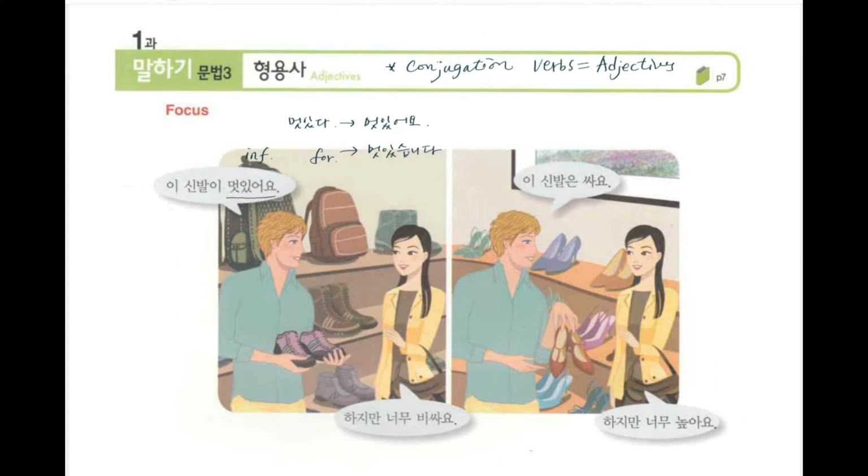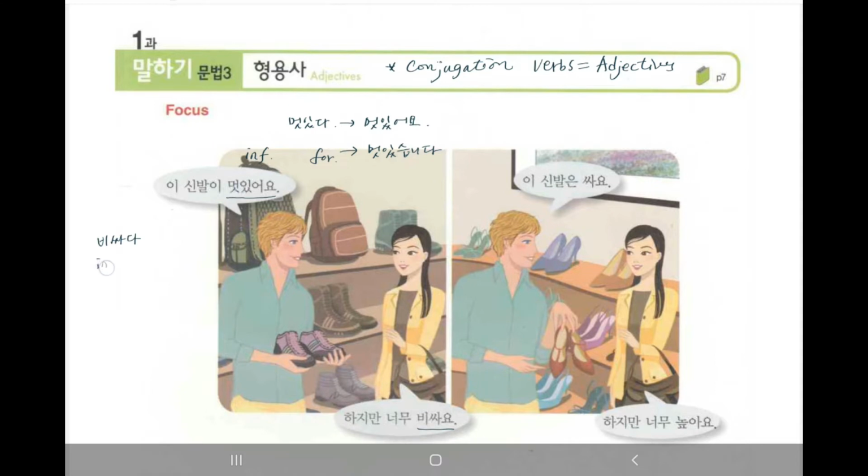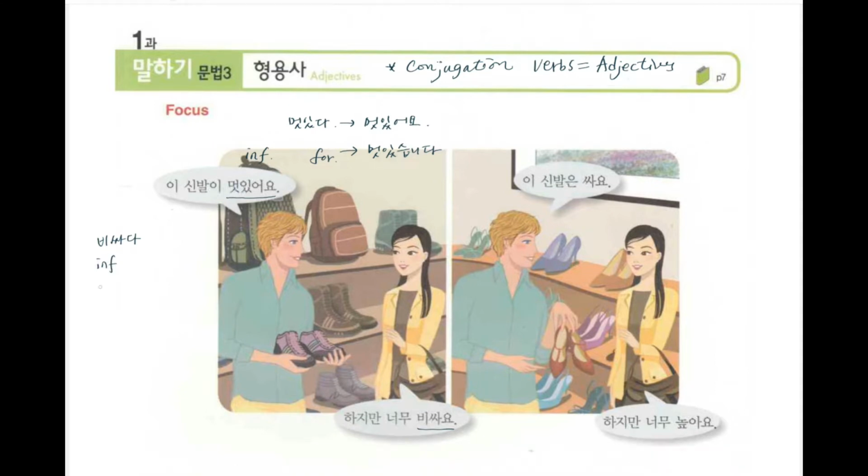Done. 자, Mina says, 하지만 너무 비싸요. However, but it is too expensive. 자, 여기 expensive 있네요. 비싸요. Base form 뭡니까? 비싸다입니다. 자, informal polite ending. 어떻게 말해요? 비싸요. How about formal polite ending? 어떻게 말해요? 비쌉니다. 말해요.